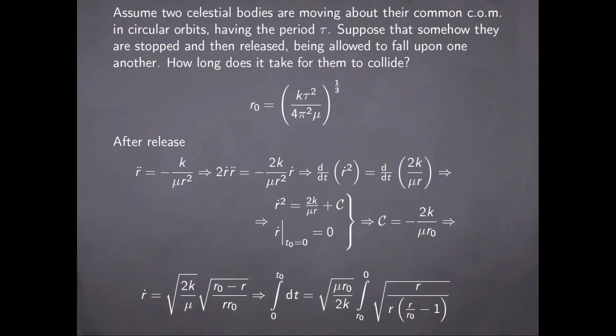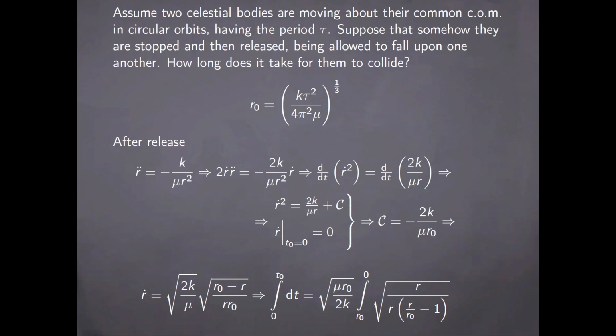As an application, consider the case of two celestial bodies which are moving about their common center of mass in circular orbits having the period tau. Suppose that somehow they are stopped and then released, being allowed to fall upon one another. How long does it take for them to collide? If we used Kepler's third law for the specific case of circular motion, then we can write the radius of the circle as function of the period through this expression here.